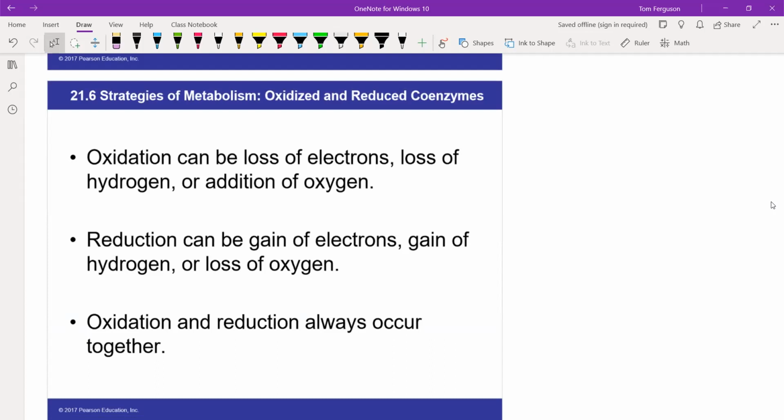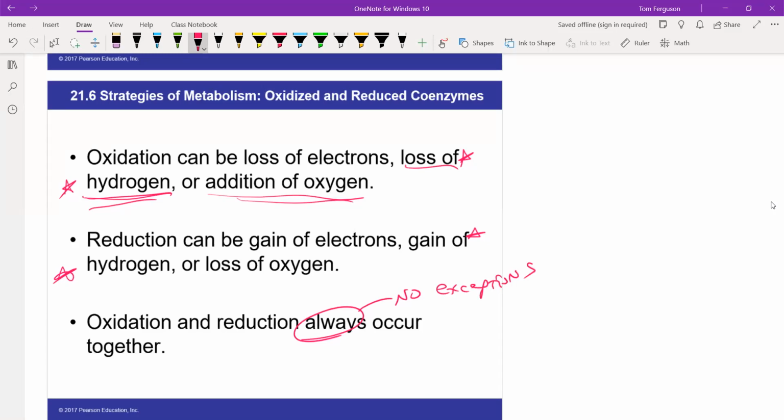Normally we talk about loss of hydrogens, addition of oxygens, but particularly the loss of hydrogen, or the gain of hydrogen. And always, no exceptions, when an oxidation occurs and gives up electrons, you have to have something to receive those electrons.